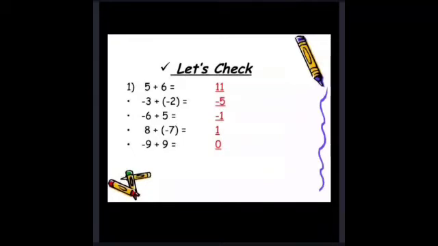In the third example, one number is negative, second is positive, the sign of the greater number will come and you have to subtract. That is, -6, when it is added to 5, the sign will be minus, answer is equal to -1. In the fourth part also, one number is negative, second is positive, take the sign of the greater number and subtract. That is, when 8 is added to -7, answer is equal to 1.